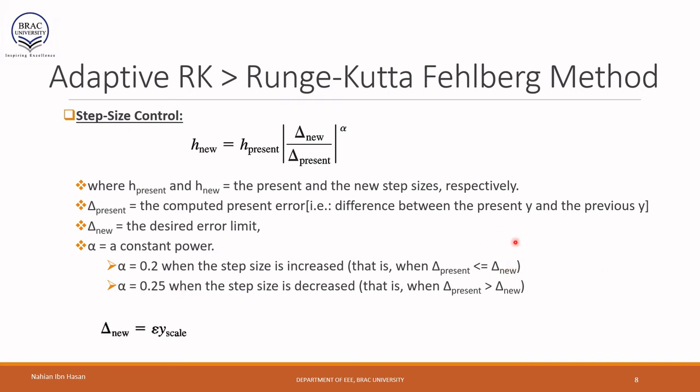This delta new term can be calculated with this formula, epsilon and y scale. This y scale can be calculated from these equations. Epsilon here is an overall tolerance level. So that's how the Runge-Kutta-Fehlberg method changes the value of h adaptively.